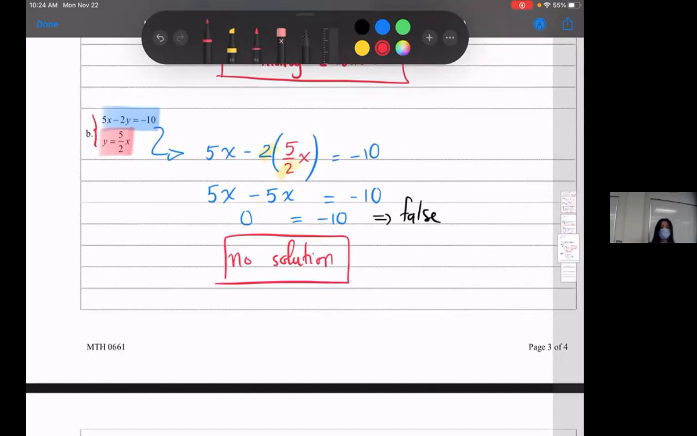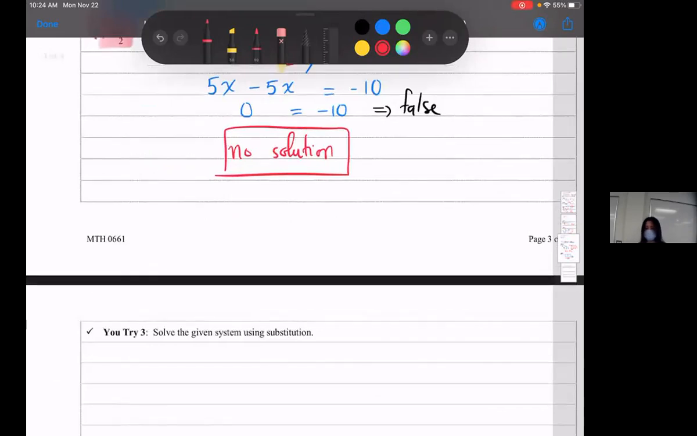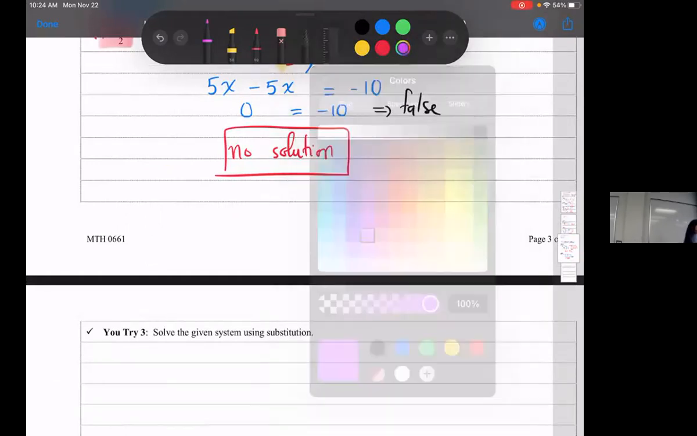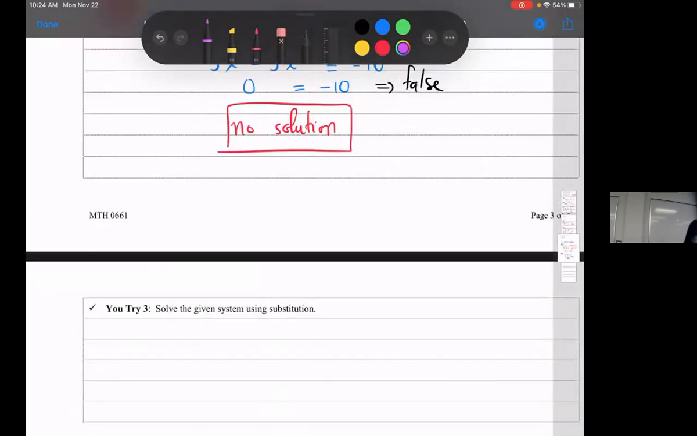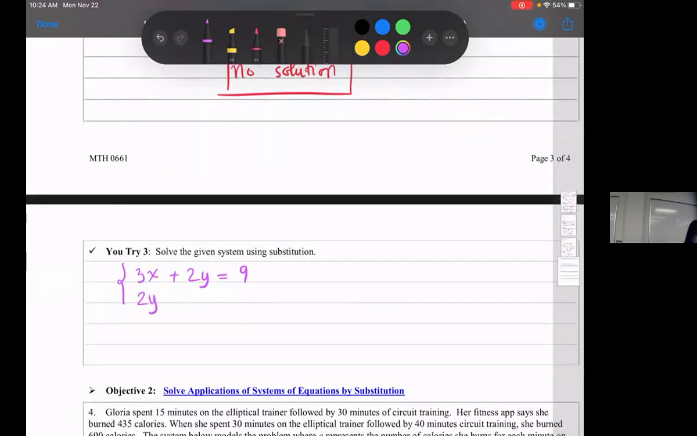You try 3. 3x plus 2y equal 9. And the second equation is 2y equal negative 3x plus 2.